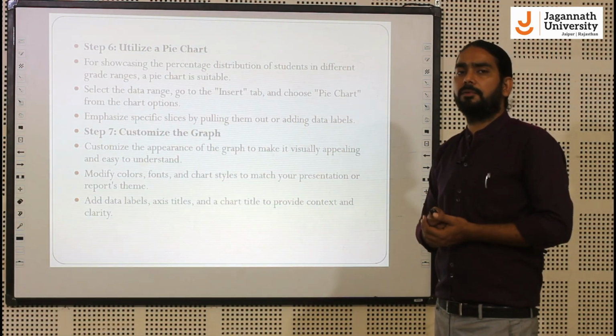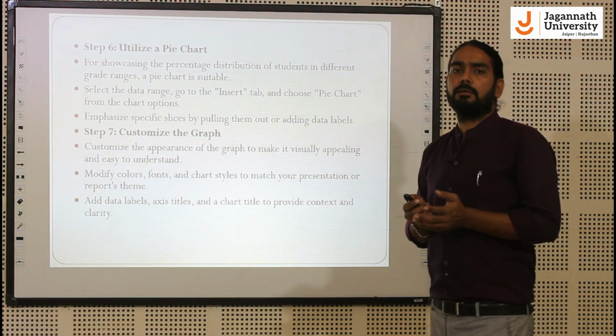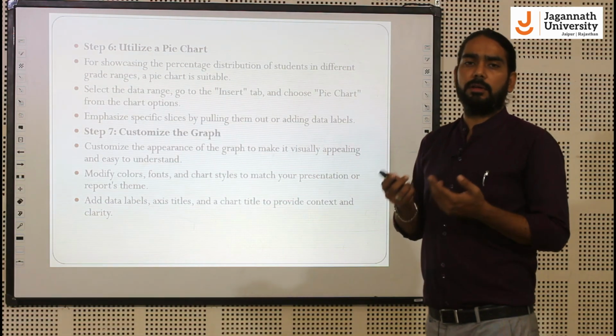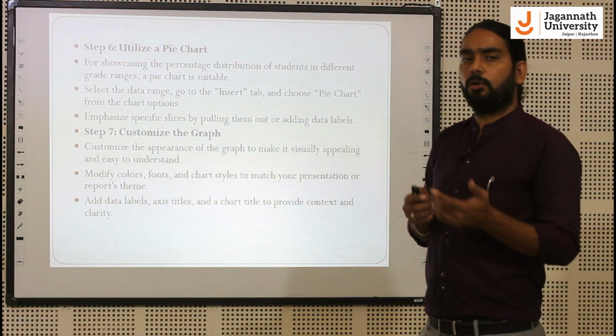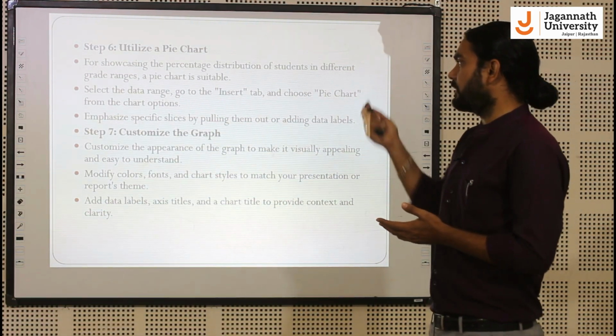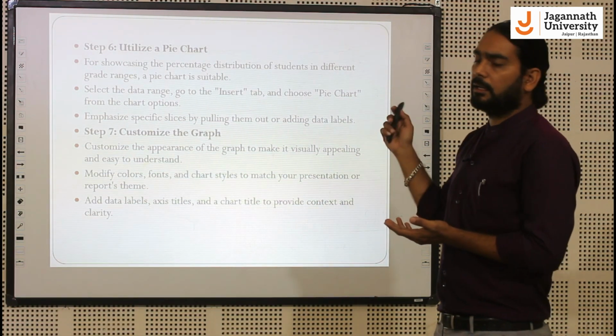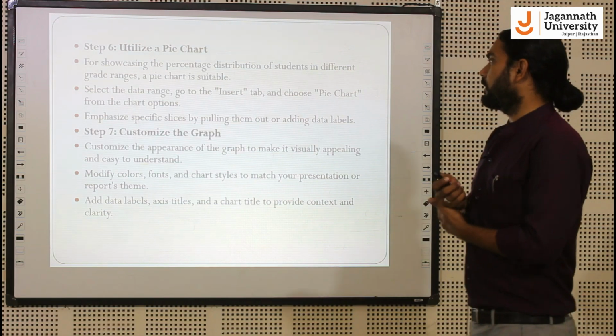For example, if we want to visualize our data for greater than 80%, less than 80, greater than 60, less than 50, then we will use the pie chart options. We can pull out a specific slice and add data labels. Step number 7, customize the graph.